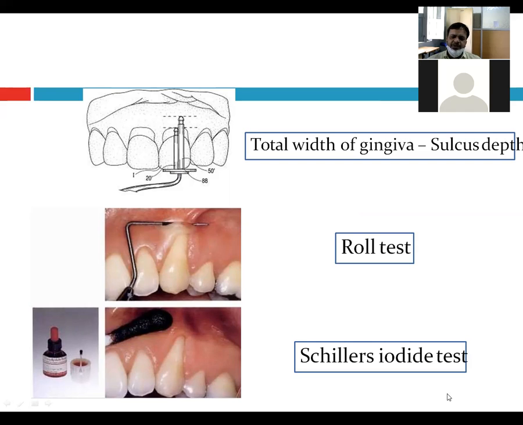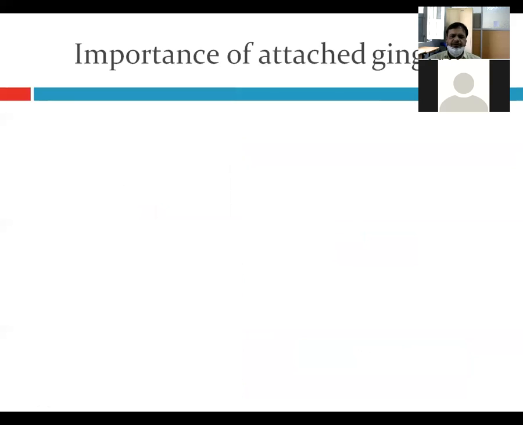Also, there is one solution, Schiller's iodine solution, which stains the alveolar mucosa. With the application of this Schiller's iodine solution, the alveolar mucosa gets stained and is demarcated from the attached gingiva, so that we can determine the width of attached gingiva. So these are the various tests to determine the width of attached gingiva.